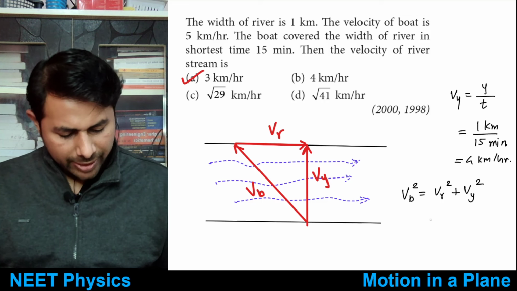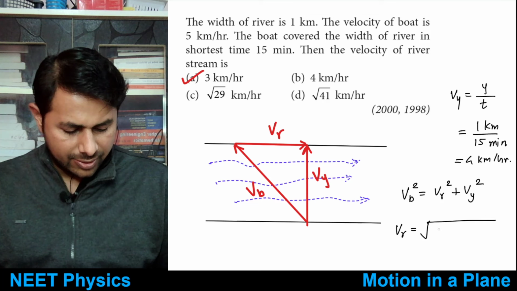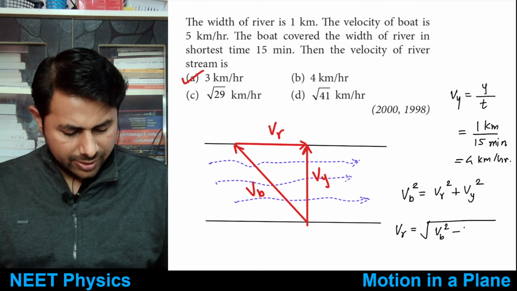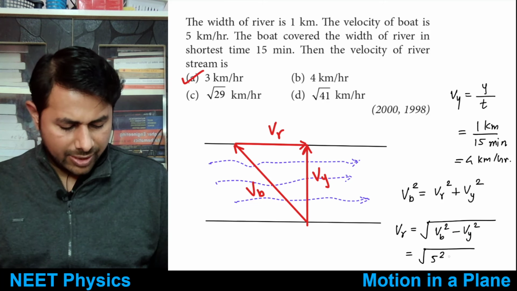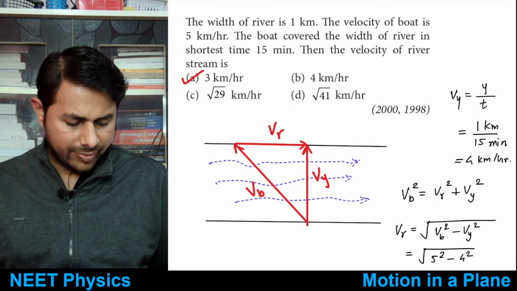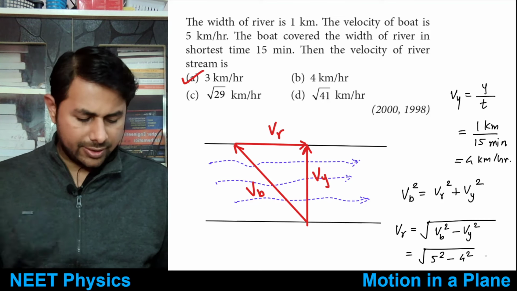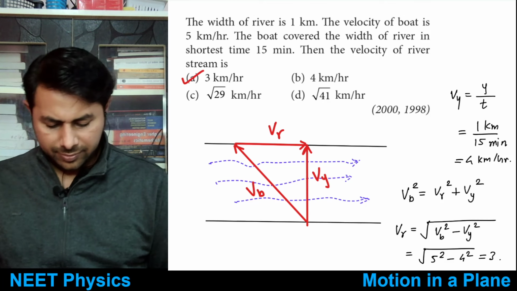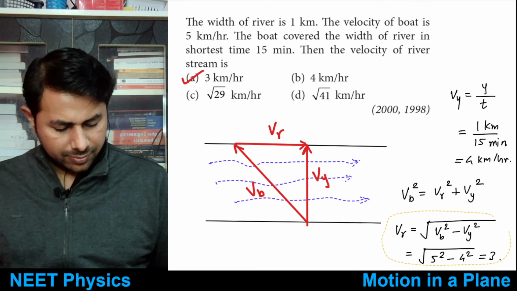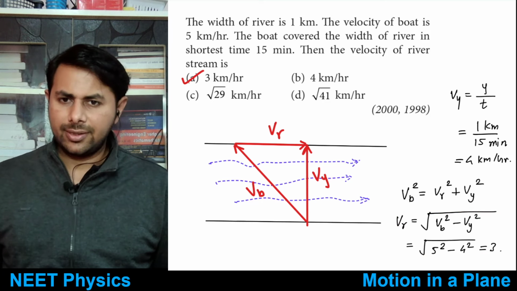All right, so we want to find out Vr. Vr will be equal to square root of Vb square minus Vy square. That is equal to square root of 5 square minus 4 square, so 25 minus 16, that is 9, and the square root of that is 3. So that's why the answer is 3. Right, that's very simple.